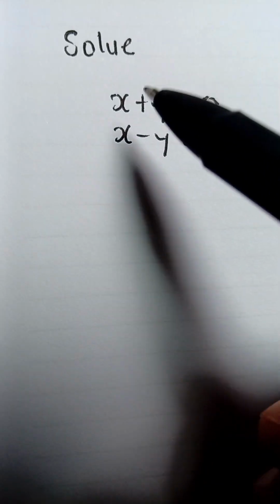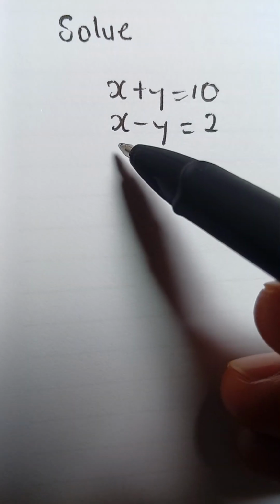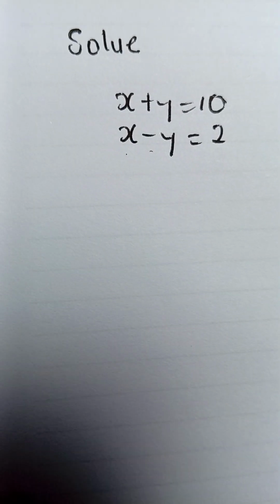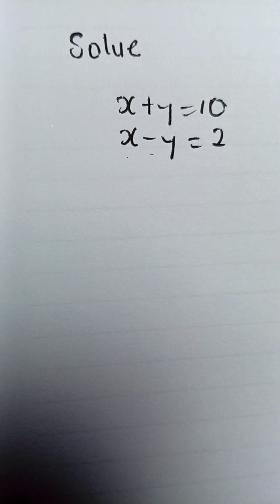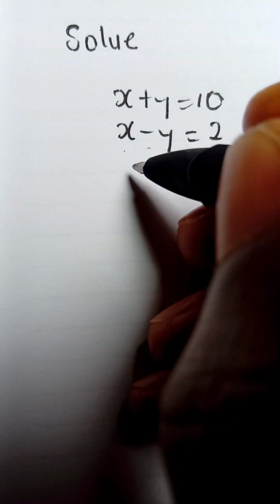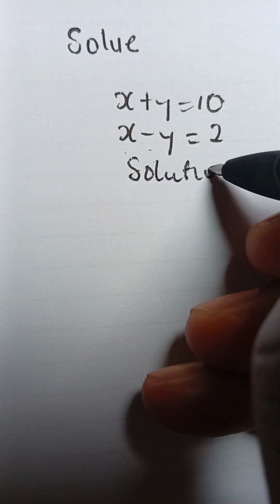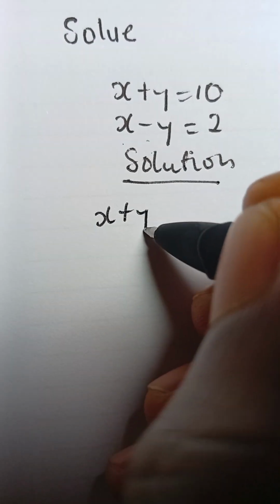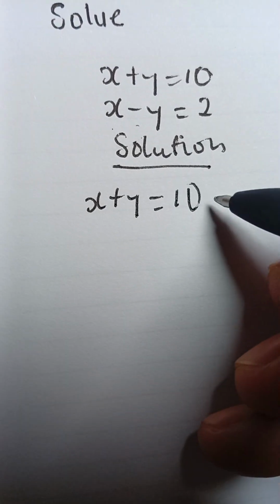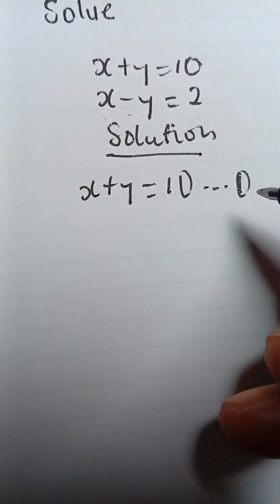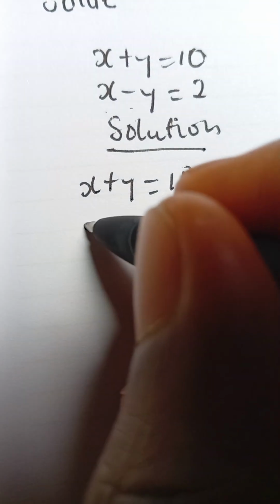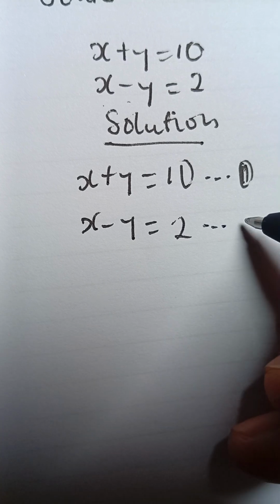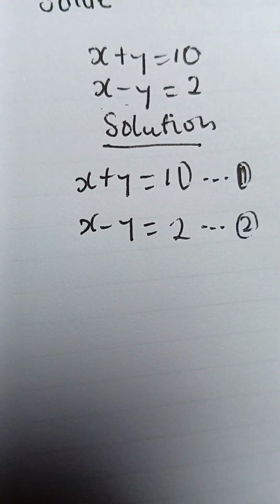To solve this question, x plus y equal to 10, x minus y equal to 2, we will use the substitution method. The solution. Alright, x plus y equal to 10. Let's call this equation 1. x minus y equal to 2. And let's call this equation 2.